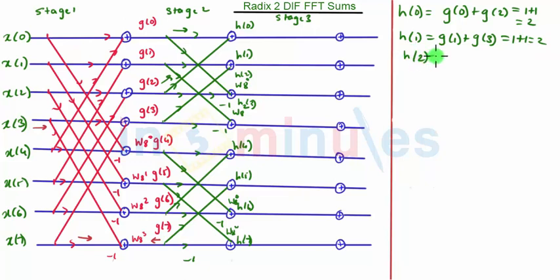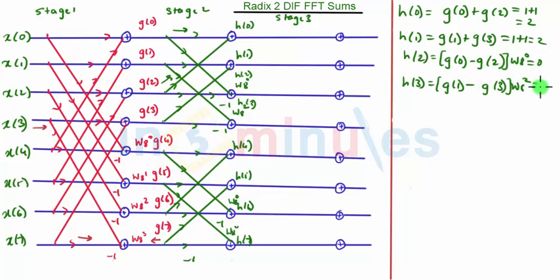H of 2 is equal to g of 0 minus g of 2 multiplied by w raised to 0, that will give us 0. H of 3 is equal to g of 1 minus g of 3 multiplied by w raised to 2, but g of 1 minus g of 3 again is 0.